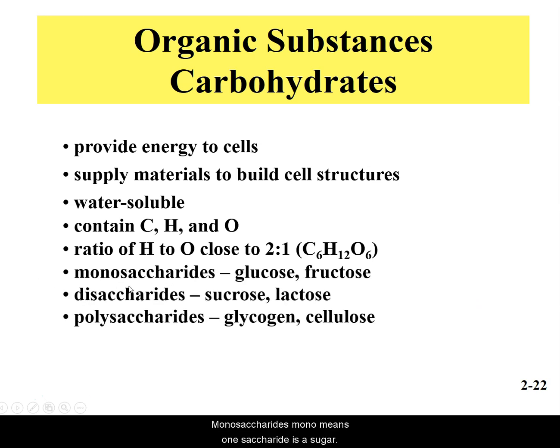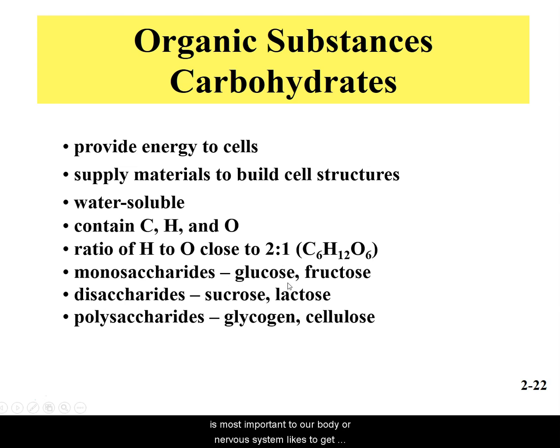Monosaccharides. Mono means one. Saccharide is a sugar. Fructose and glucose are very important to us, monosaccharides. They're easiest for us to use. In fact, we cannot use disaccharides or polysaccharides. They must be broken down into monosaccharides. So glucose is the most important to our body.